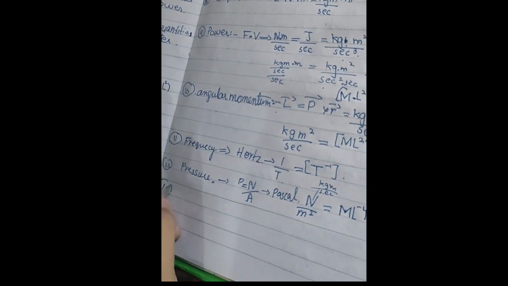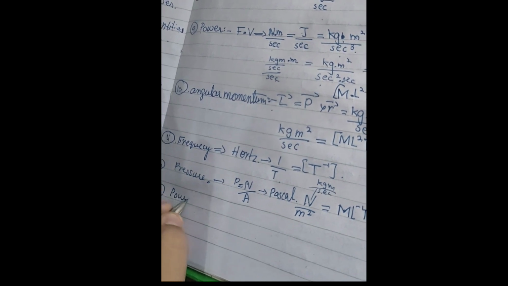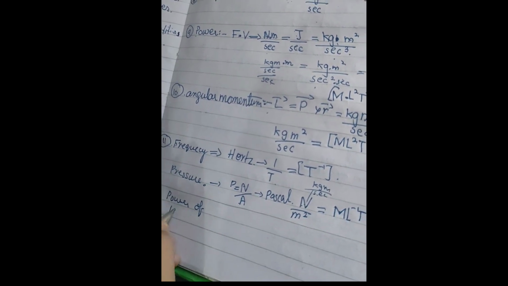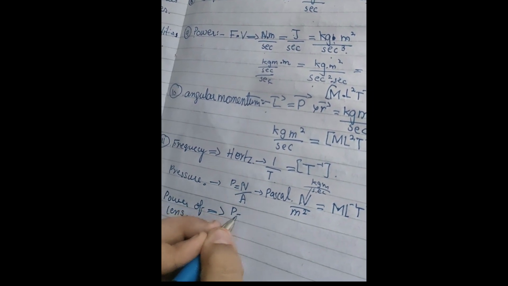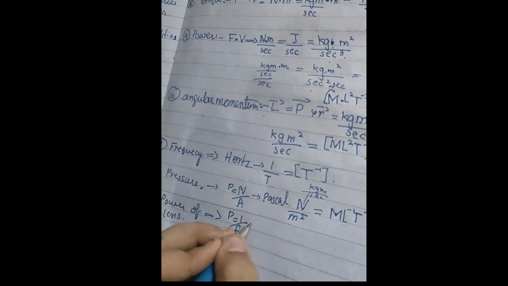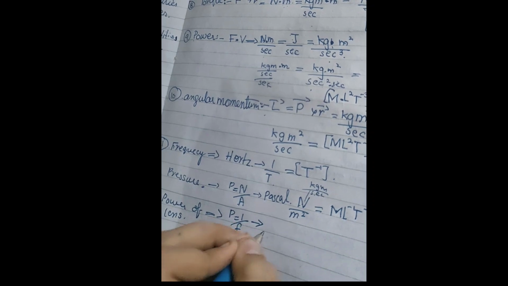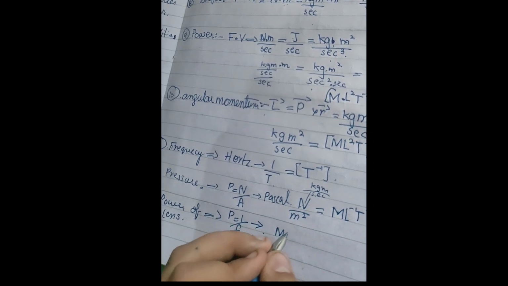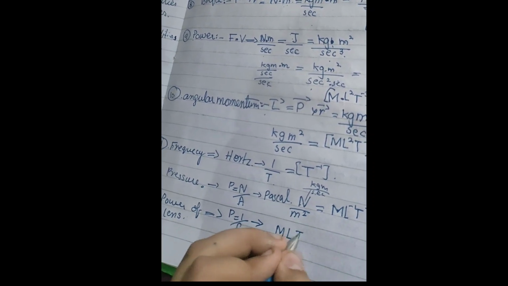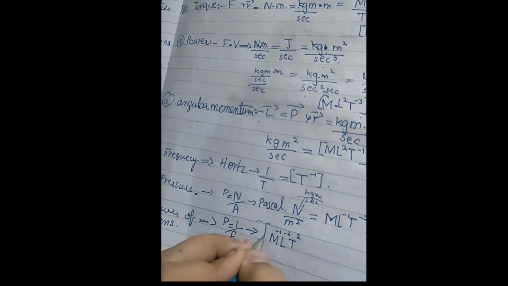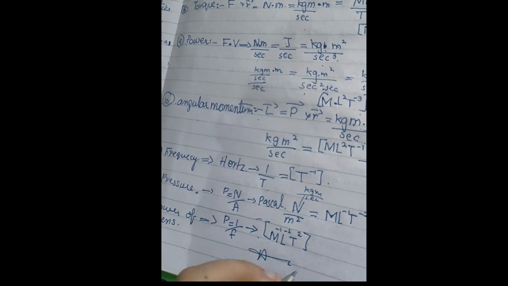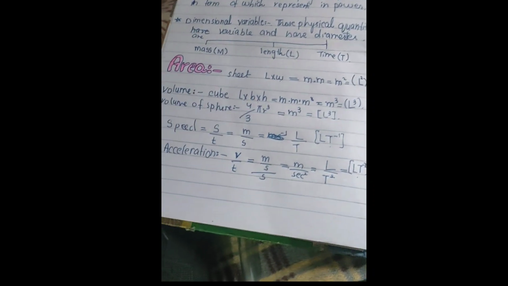Now the third one, the last one, power of length. As we have the formula P is equal to 1 upon F, so the dimension will be MLT^-1 minus 2. This is the dimension. Hopefully the dimensions are clear to you.